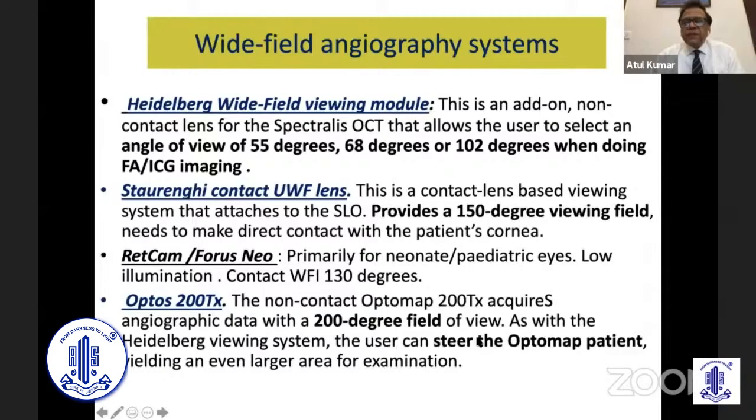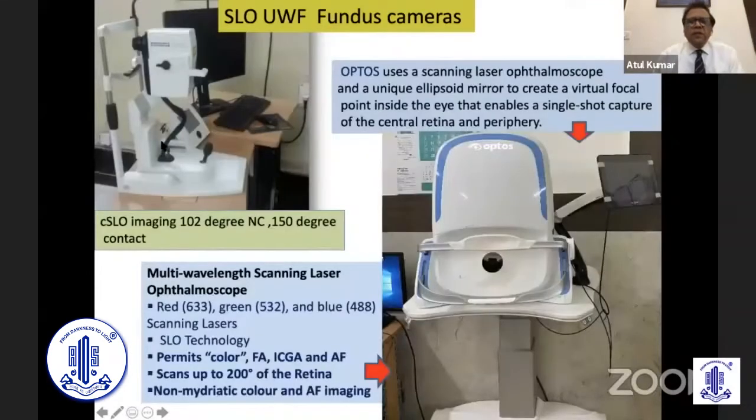But for many patients, even for a serial follow-up, to see the effect of the laser on the periphery, or a diabetic PDR patient who has been lasered, I like to have a view, not every month, maybe every 3 months. So you can steer the patient's eye and see the periphery. So this is the confocal SLO. They are both confocal SLO systems.